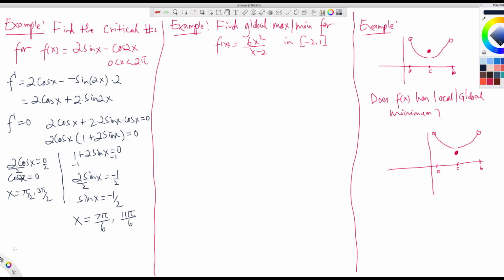Okay, so the critical values here are x equals pi over 2, 3 pi over 2, and then 7 pi over 6, and then 11 pi over 6. So these are the critical numbers there.